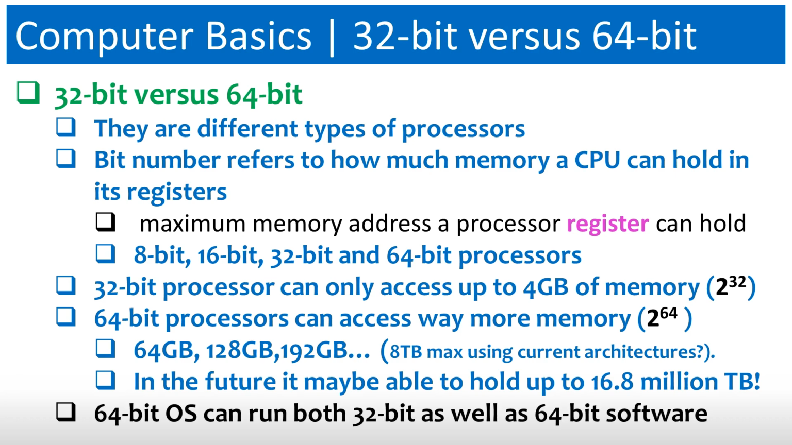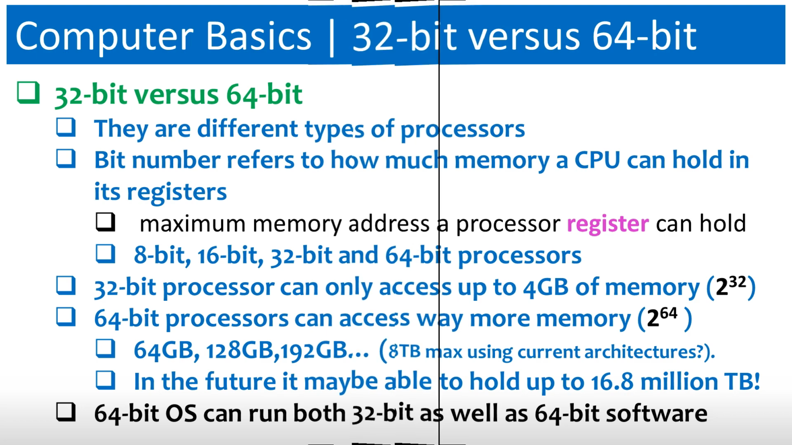In addition to the processor, there's also a note about the operating systems themselves. Because there are 64-bit processors and 32-bit processors, operating systems can take advantage of that. A 64-bit operating system can run both 32-bit as well as 64-bit software, and it can harness the full power of the 64-bit processor. Whereas a 32-bit system can only utilize a subset of the processor, even if the processor is 64-bit.